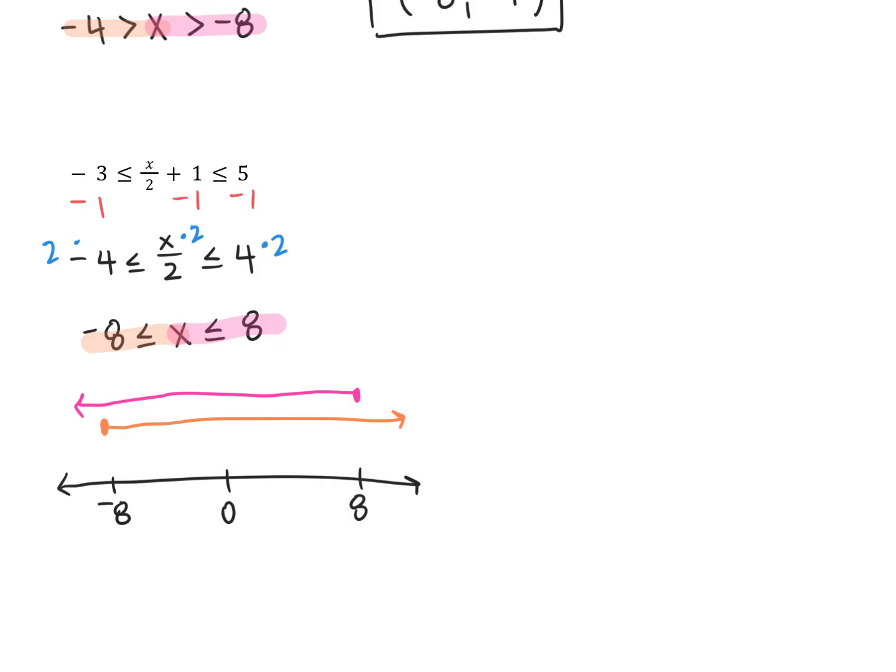So for my solution, it's everything in between negative 8 and 8. So I'm going to do bracket negative 8, comma 8, and close it with a bracket because both sides do have an equal to. Now I'm not required to have my inequalities match. I could have one that's strictly less than or greater than, and the other one has the equal to. They don't have to match.